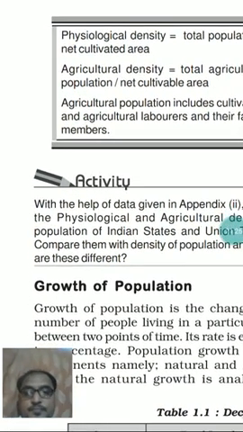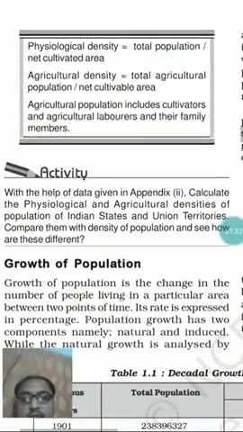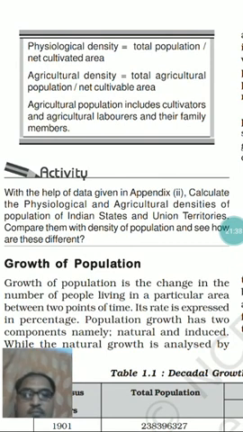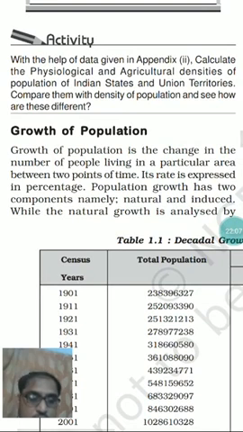Means at the time of sowing, whatever area is used or taken up for cropping is called net cultivated area. With the help of the data given below in Appendix 2, calculate the physiographical and agricultural density of population of Indian states and union territories. Means in Appendix 2 of your NCERT book there is data where we can segregate the total population of a particular state and the agricultural population of a particular state, and then based on that data, this activity says you need to calculate the physiographical and agricultural density. The next topic is the growth of population.